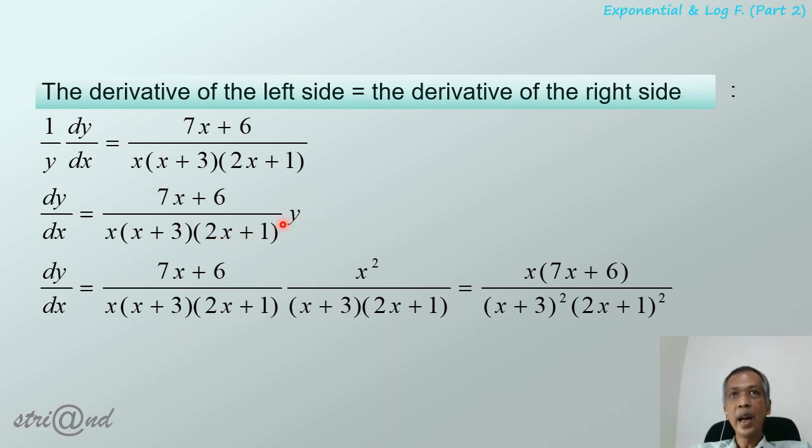And then the y here can be replaced by the information that we have from the previous slide. From the previous slide, we know that y is x squared divided by (x plus 3)(2x plus 1). And then when this whole expression is simplified, finally we can find the result. The derivative of y with respect to x is x times (7x plus 6) divided by (x plus 3) squared times (2x plus 1) squared.